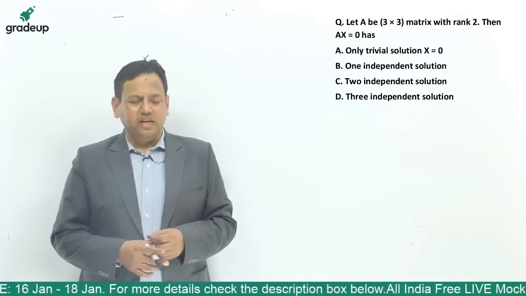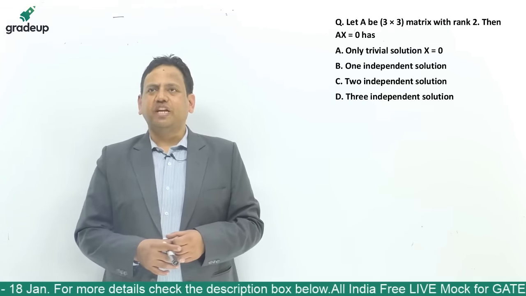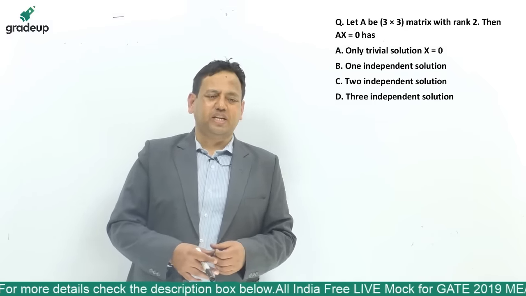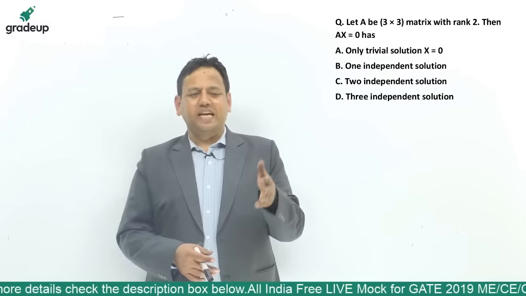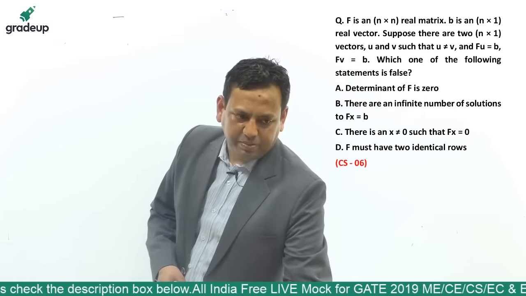Again, this was the question in the instrumentation paper, in 2005 or 6. One independent solution, perfectly fine, because this is a system of homogeneous equations. The number of variables is 3, rank is 2. So 3 minus 2 is what? One independent solution. Perfectly fine. B, Bombay is the correct answer.